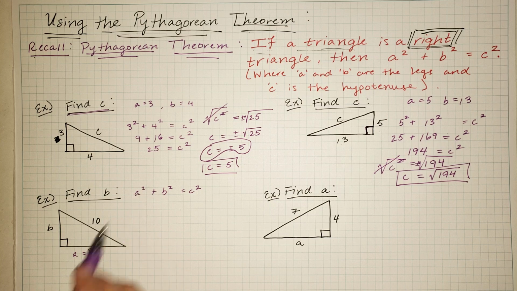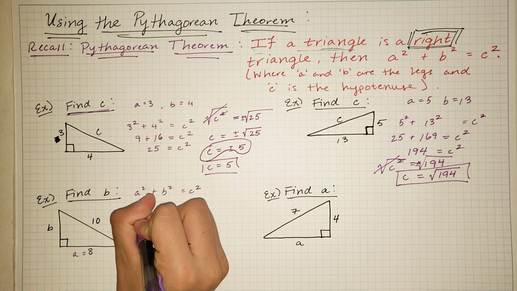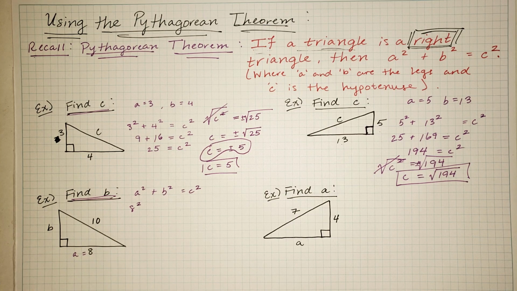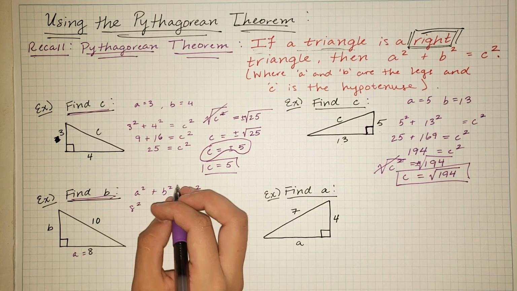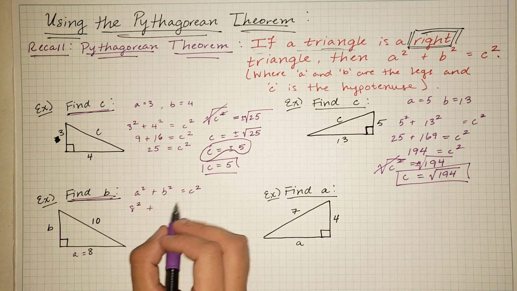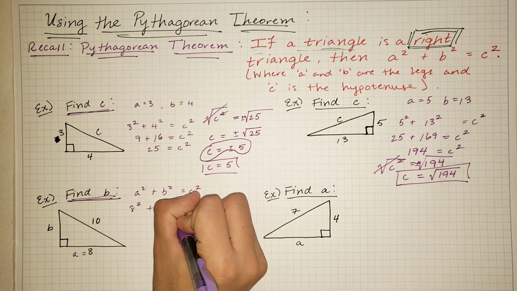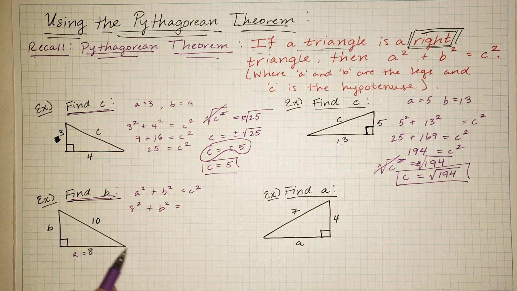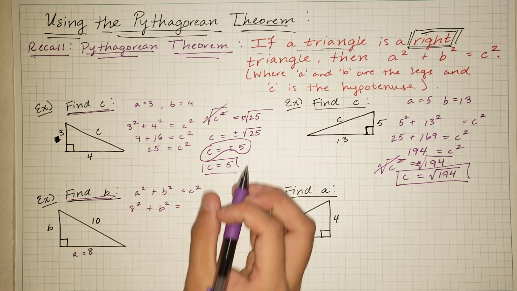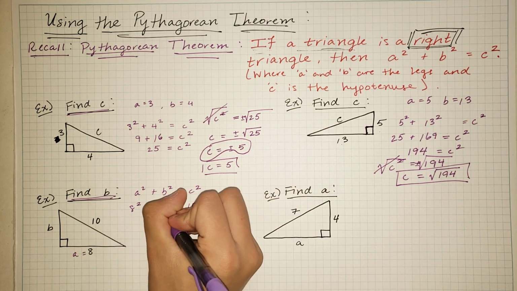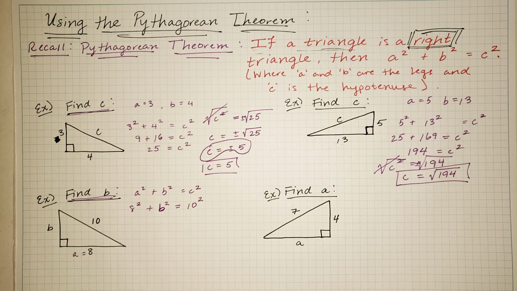So instead of A squared, we're going to do 8 squared. It says find B, so that means we don't know what B is. So we're going to keep B squared as B squared equals C here. C is 10, so C squared is 10 squared. So we plug in 10 squared, and then now we're just going to simplify.